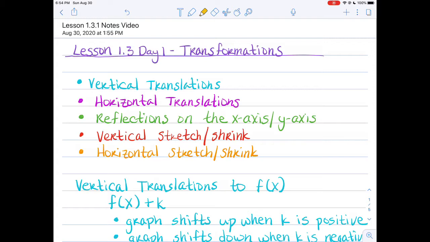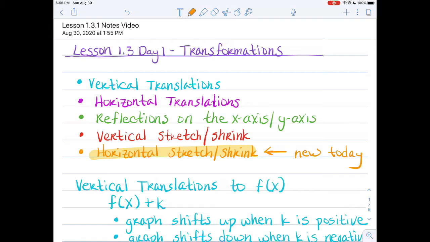So we will start with vertical translations, and then horizontal translations, reflections in the x or the y-axis, vertical stretches and shrinks. We talked about all of those last time. And then finally, we're going to talk about horizontal stretches and shrinks. This is new for today. We didn't do horizontal stretches and shrinks before, so this is new.